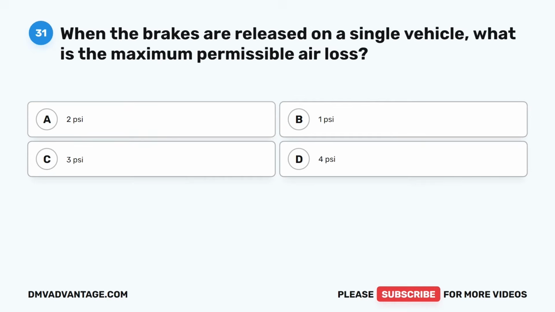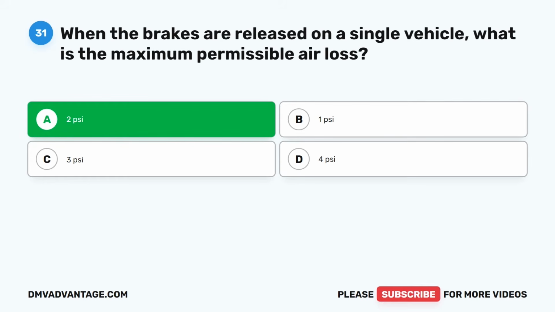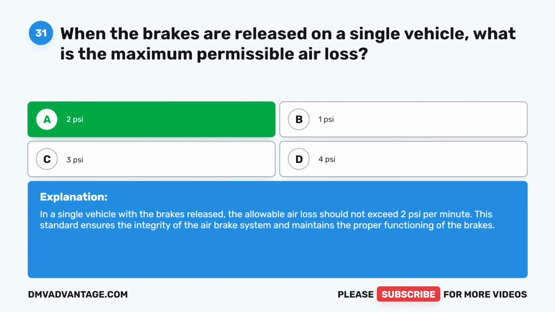Question 31. When the brakes are released on a single vehicle, what is the maximum permissible air loss? A. 2 psi. B. 1 psi. C. 3 psi. D. 4 psi. The correct answer is A. 2 psi. In a single vehicle with the brakes released, the allowable air loss should not exceed 2 psi per minute. This standard ensures the integrity of the air brake system and maintains the proper functioning of the brakes.